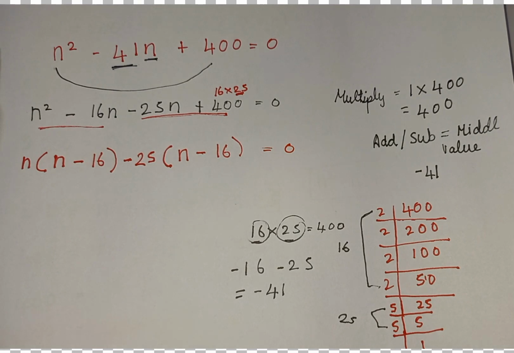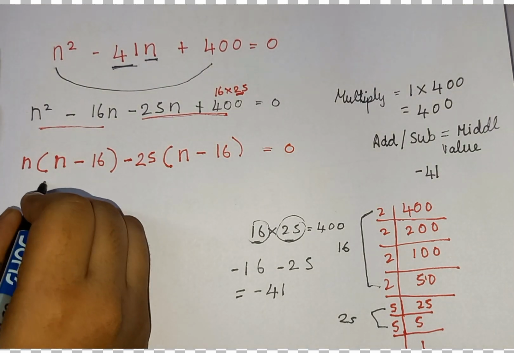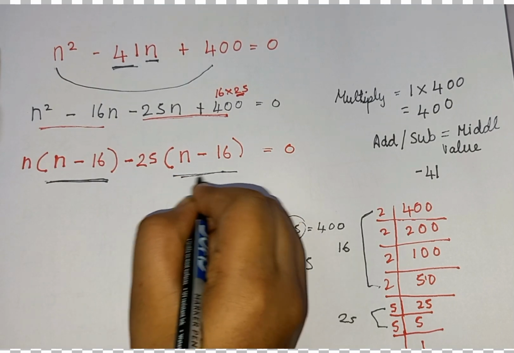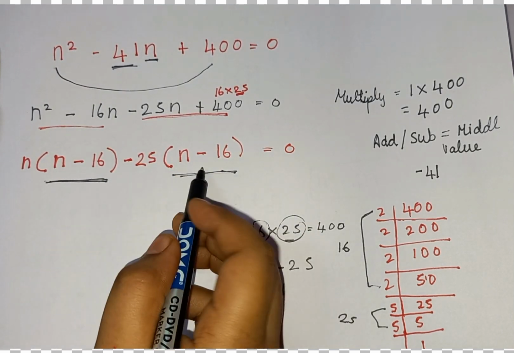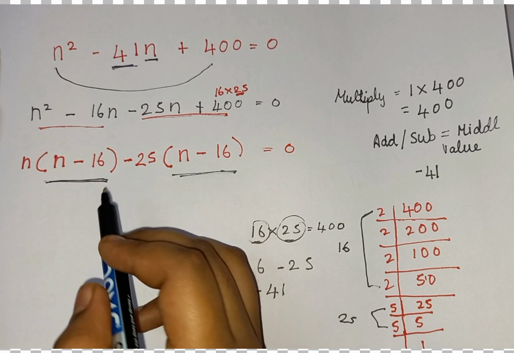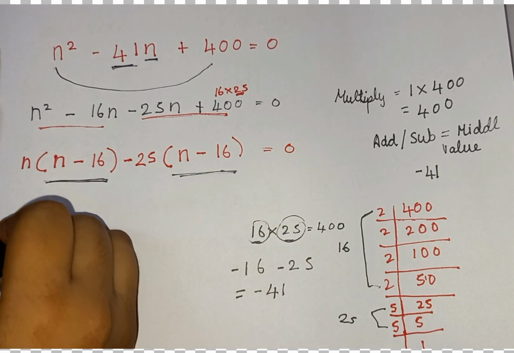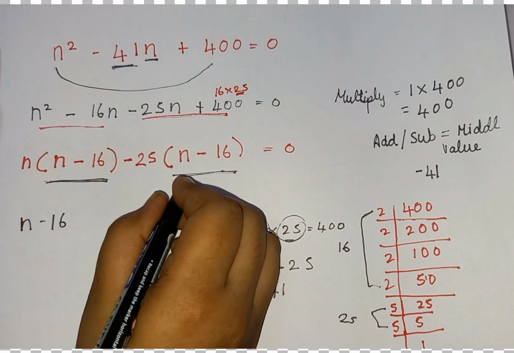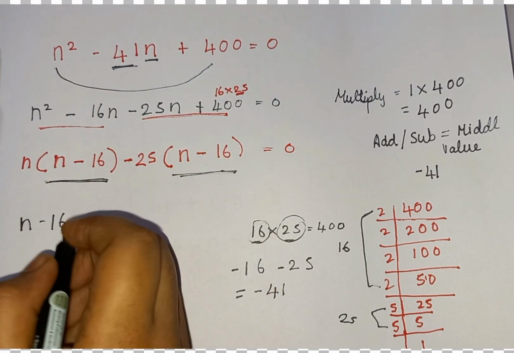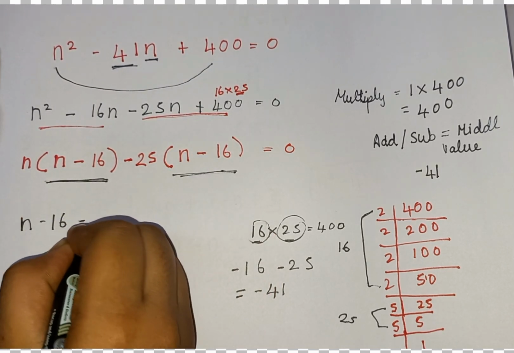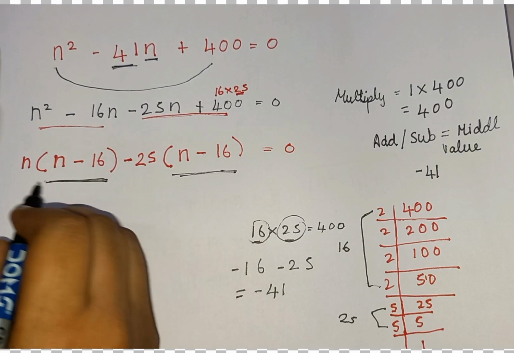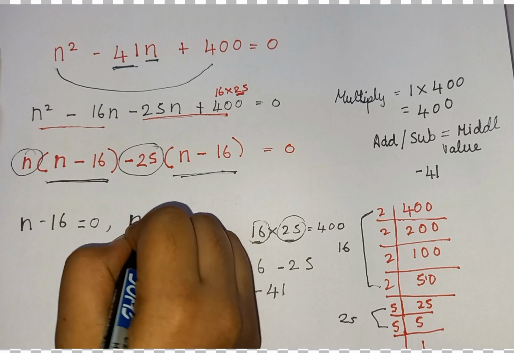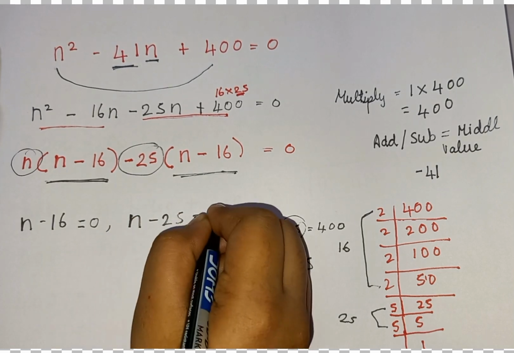Remember guys, whenever we solve a quadratic equation, we'll get values like this: similar values like n minus 16 and n minus 16. Now we have similar values, right? I can take the similar values as common. So we have two values that are similar, so I'm going to take it as common, and then is equal to 0, and here I have n and here I have minus 25. So let us write n minus 25 is equal to 0.